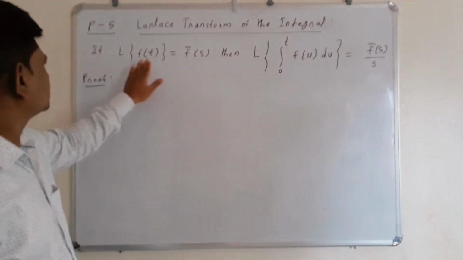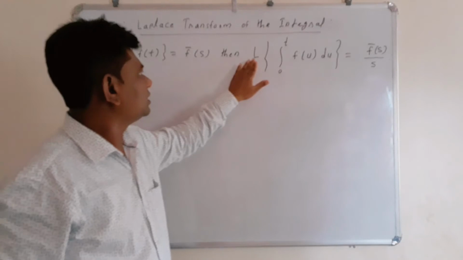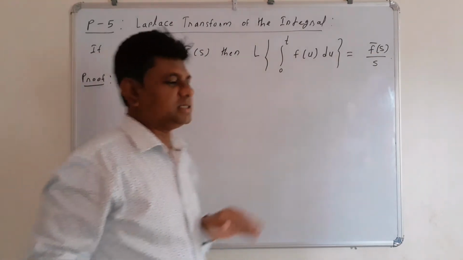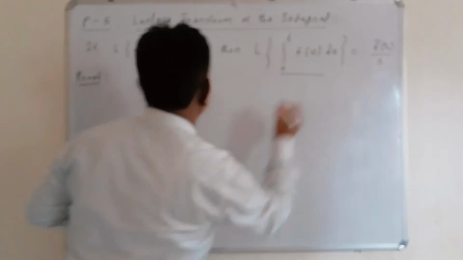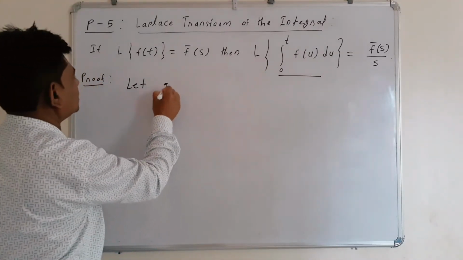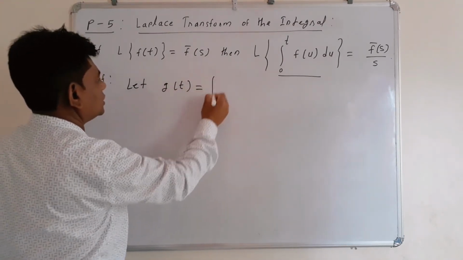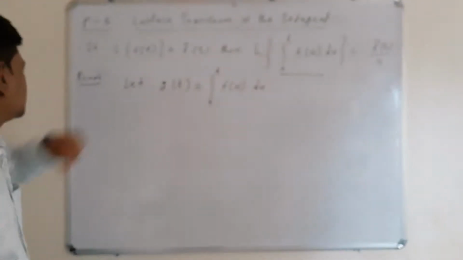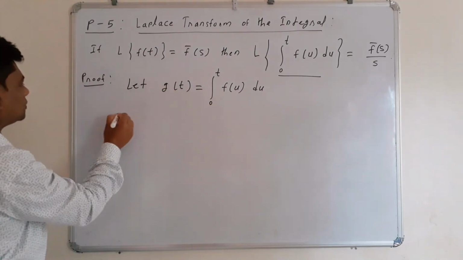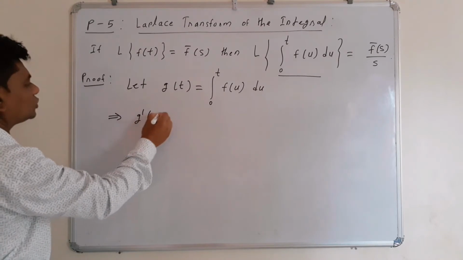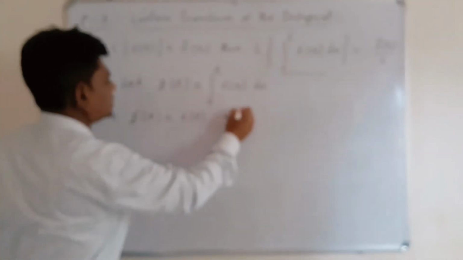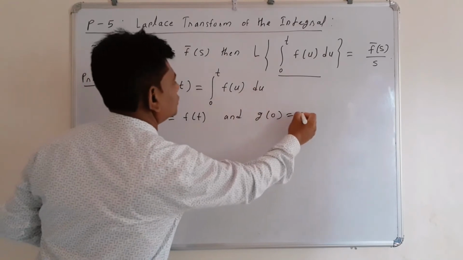Now the property number 5, Laplace transform of the integral. It states that if Laplace transform of f(t) is equal to f bar(s), then Laplace transform of the integral from 0 to t of f(u) du is equal to f bar(s) upon s. Now its proof. Now we denote this integral as g(t). The g(t) is equal to the integral from 0 to t of f(u) du. Now differentiating this with respect to t, we get the derivative of g(t), g'(t), is equal to the derivative of this integration, the answer is f(t), and g(0) is equal to 0.